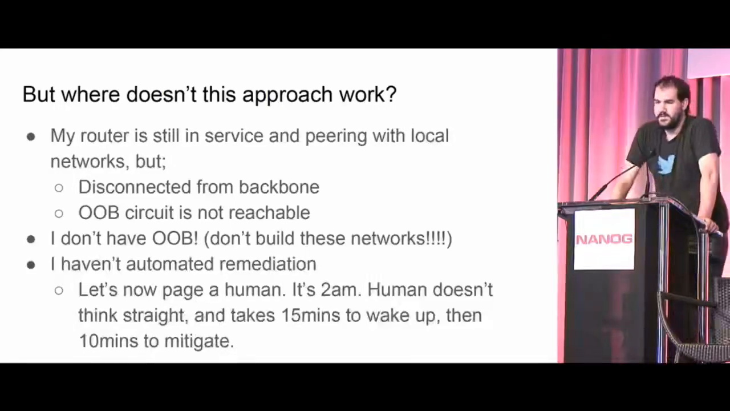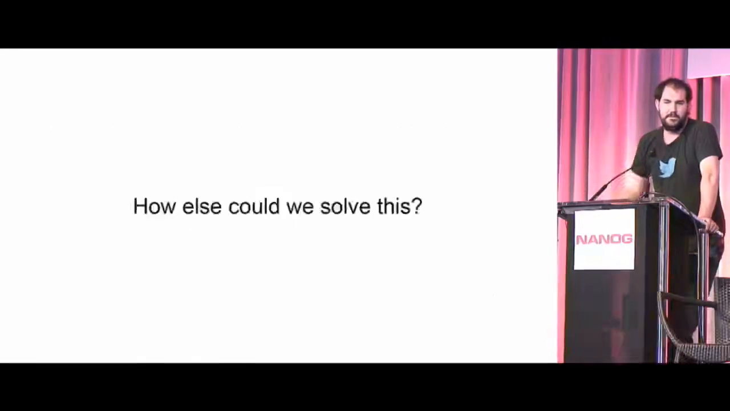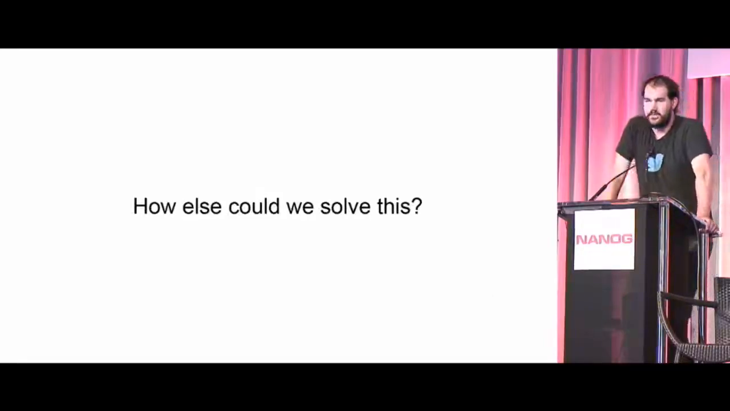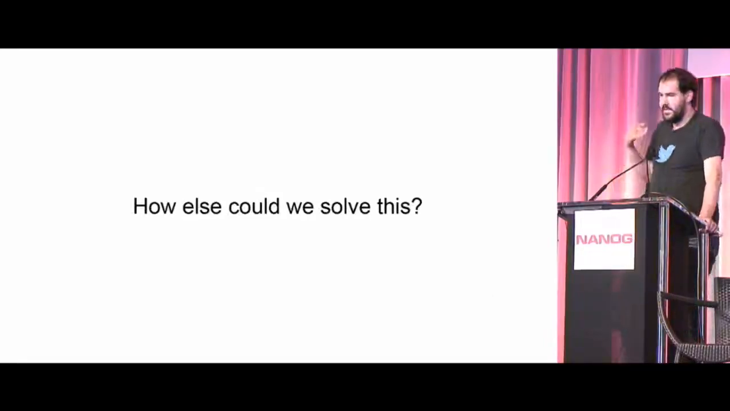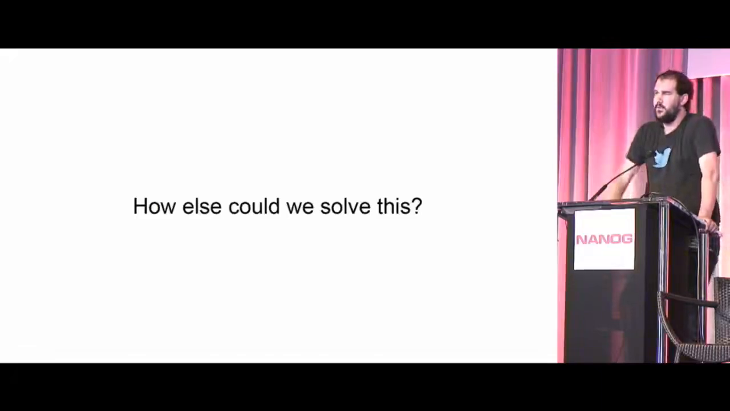So suddenly we're now in a position where we're having to page a human. And at 2 a.m., the human does not think straight, and it takes 15 minutes to wake up and then 10 minutes to mitigate. So we need a way to do this at the routing layer. And the real thing we've started to think about is, how could we solve this? So obviously, being in a position to do a single conditional route and start to depend on one route existing across your network, and there's one configuration change you could make to hose that route and take all of your routers out of service. That doesn't work.